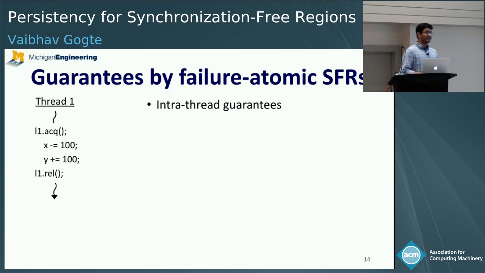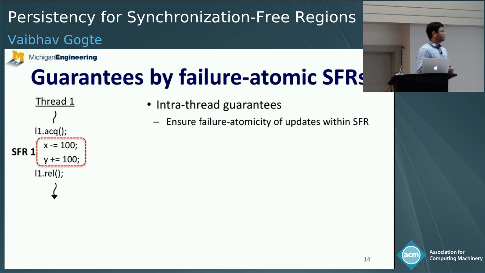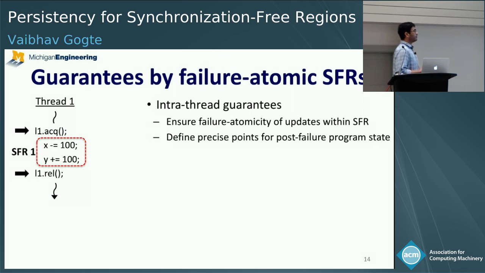Let's look at what guarantees our persistency model enables. Here on the left, I'm showing you an example on a single thread where we perform an acquire and release operation on an atomic variable. Within a thread, we ensure failure atomicity for updates within an SFR. That is, either all the updates within an SFR are visible or none of them are visible in case of failure to recovery. More importantly, we define precise points within a thread where post-failure program state would be. This also allows us to enable certain hardware and compiler reorderings between the memory operations within the SFR.